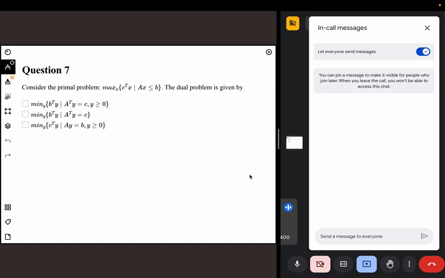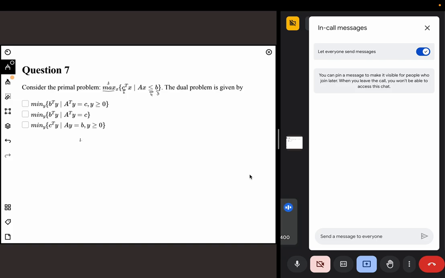This is also just to see how the conversion is done. So here we have the primal problem defined with a maximization. So this is maximization, this is my objective, this is my constraint, and this is my inequality. And I want to convert it into a dual problem. We make the changes one by one.